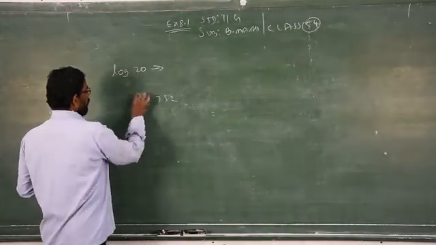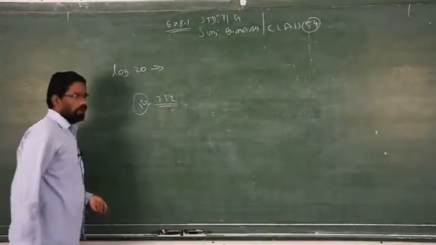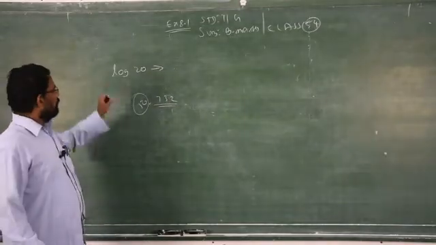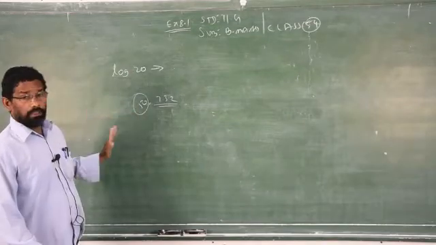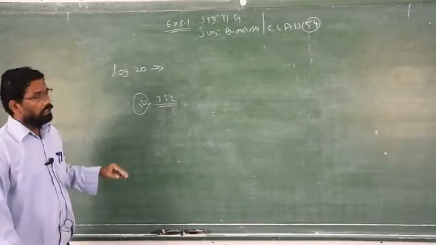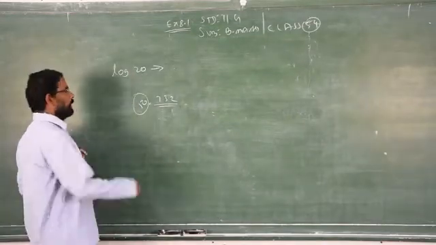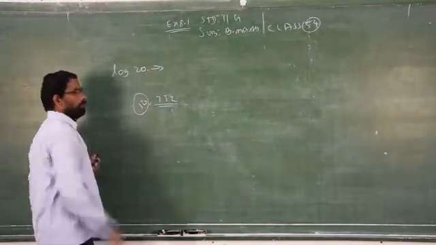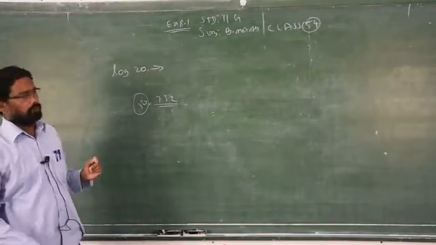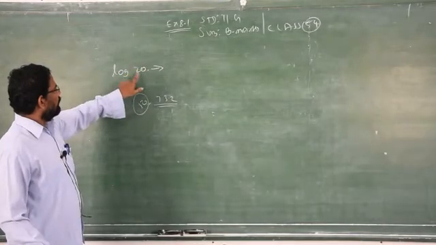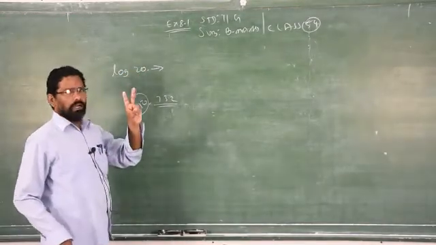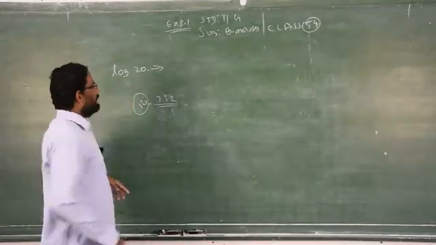50.732. This is called the integral part, and this is called the decimal part. First you have to find the number of digits in the integral part. If the number is not in decimal format, the decimal point is understood to be after the number. Clear? Now you have to see how many digits are there in the integral part. 2 digits. So the number of digits minus 1 is called the characteristic.